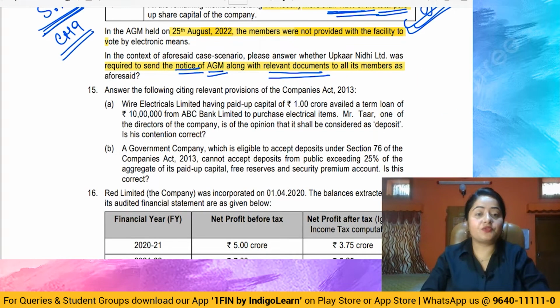Next question is from your chapter number 5 relating to deposits. Answer the following citing relevant provision of the Companies Act. Wire Electrical Limited, having paid up share capital of 1 crore rupees, availed a term loan of 10 lakh rupees from ABC Bank Limited to purchase electrical items. Mr. Tar, one of the directors of the company, is of the opinion that it shall be considered as deposit. Is he correct or not?